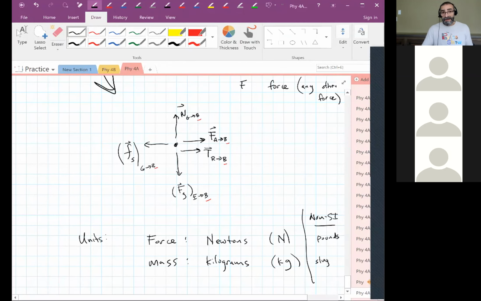So we're used to pounds, right? We use pounds all the time when we weigh ourselves. This weighs this many pounds, that weighs that many pounds. We're used to that for weight, and we should start to get used to thinking newtons for weight and kilograms for mass.